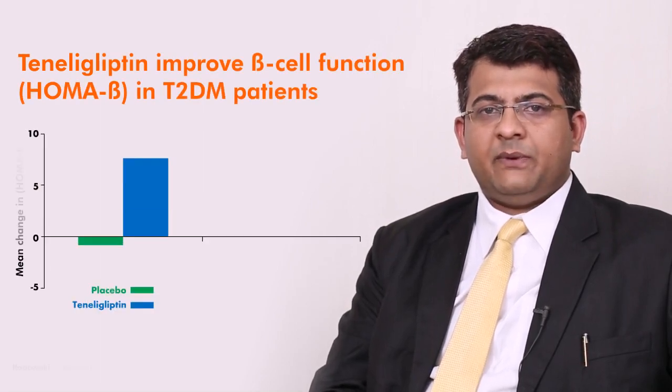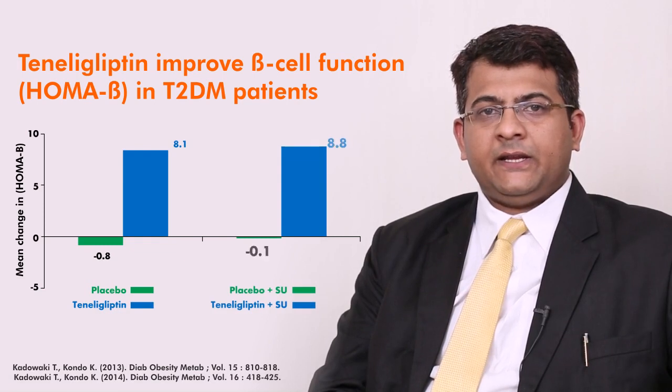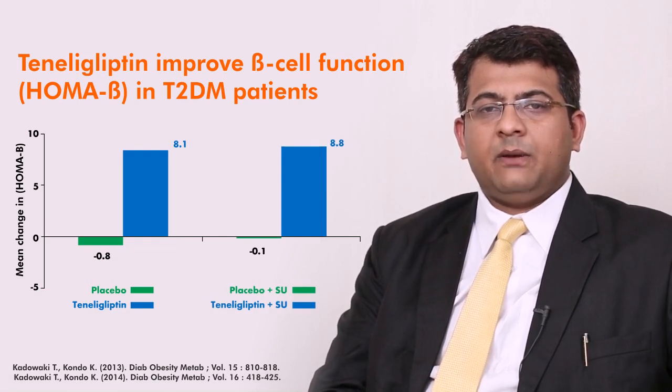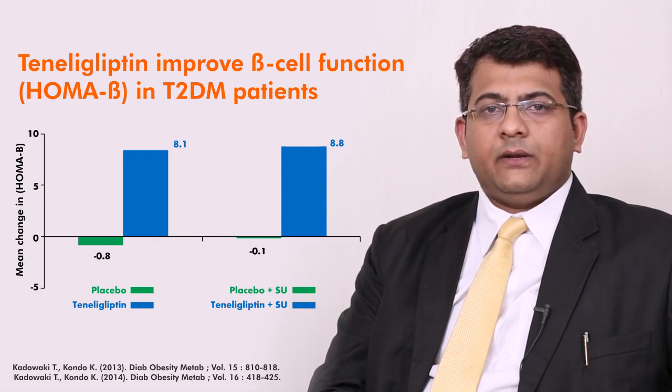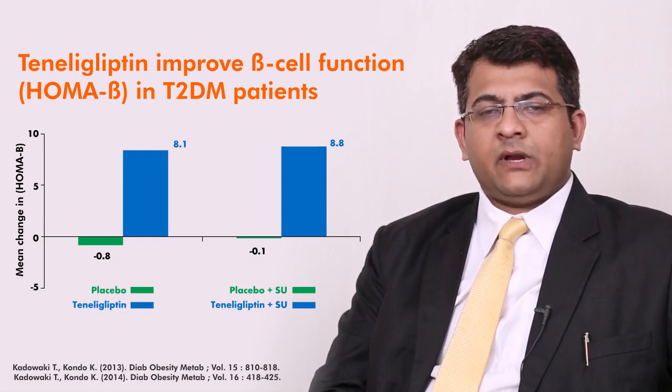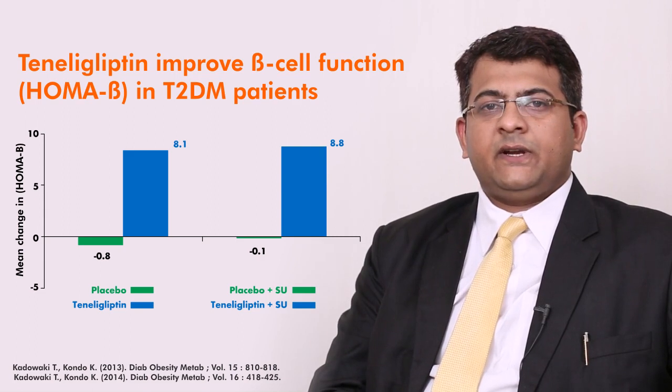Moving further, the effect of teneligliptin on beta cell function, that is the HOMA-beta parameter, is significantly increased after monotherapy by almost 8, and when it is used in combination with sulfonylurea also, there is a significant improvement of the HOMA-beta parameter by almost 8.8.